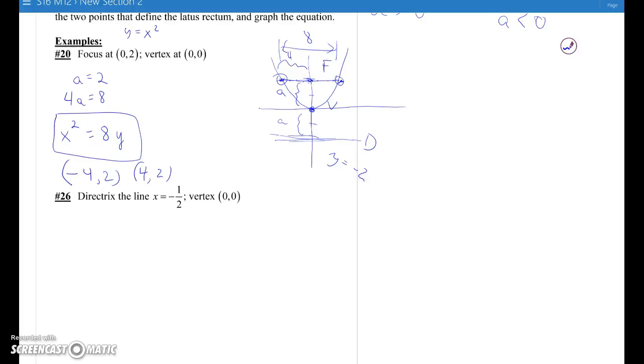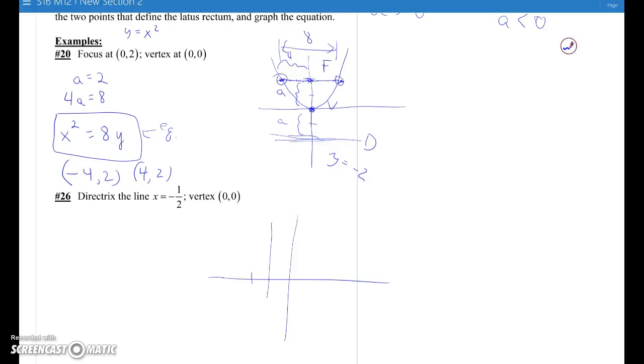Here's our graph, and here's our equation of the parabola. So you need to make a good graph. I don't have grid paper on here at the moment, so I didn't make a good graph, but I want you to make a good graph. So the next one, it tells you where the directrix is.